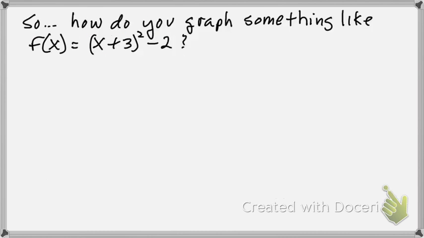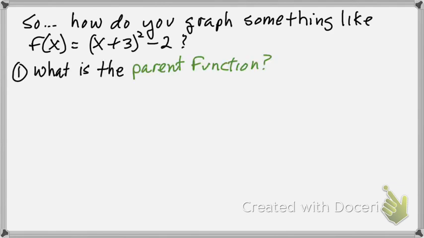Okay. Let's look at one. So, how do you graph something like this? First thing you do is ask yourself, what's the parent function? Now remember, we have 6 of those parent functions we looked at that I asked you to memorize. We had what? The identity, the square, the cube, the square root, the cube root, and the absolute value. Make sure you've got those memorized. Which one am I looking at here for the parent function? The square.